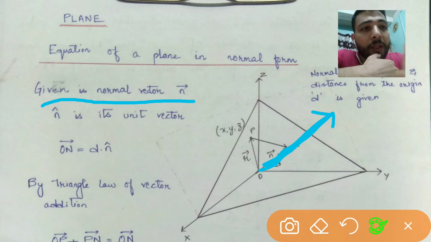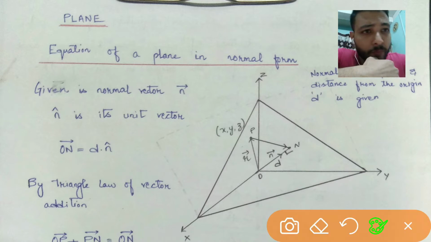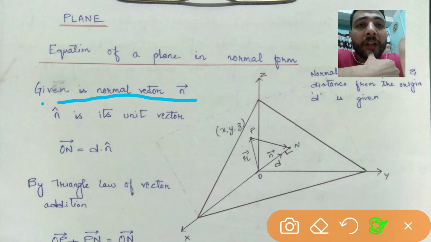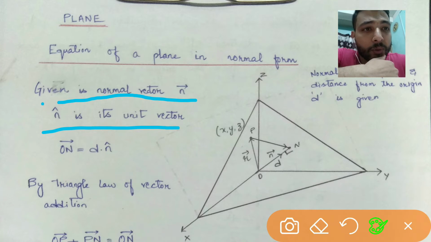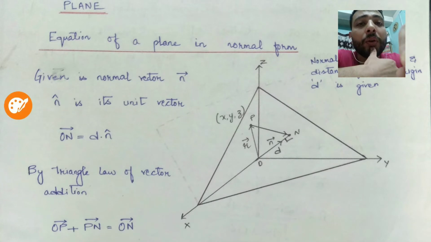But if we have the distance d from the origin, suppose this is n vector, I can find n cap and multiply with d to get this distance, right? So that's what I have done here. Given is the normal n vector, n cap is its unit vector. Suppose n vector is the bigger, longer one. Then ON will be d into n cap.